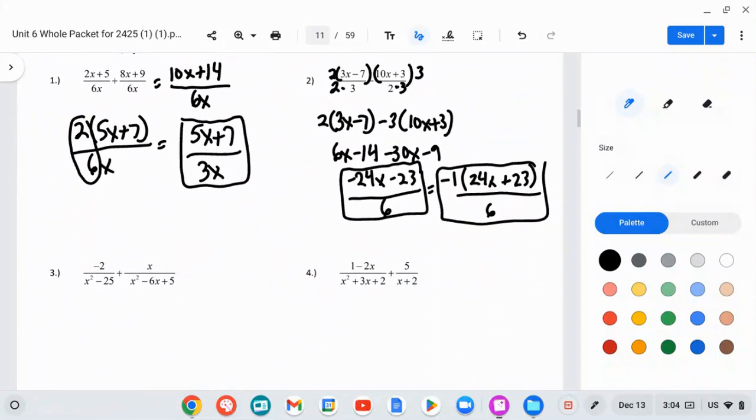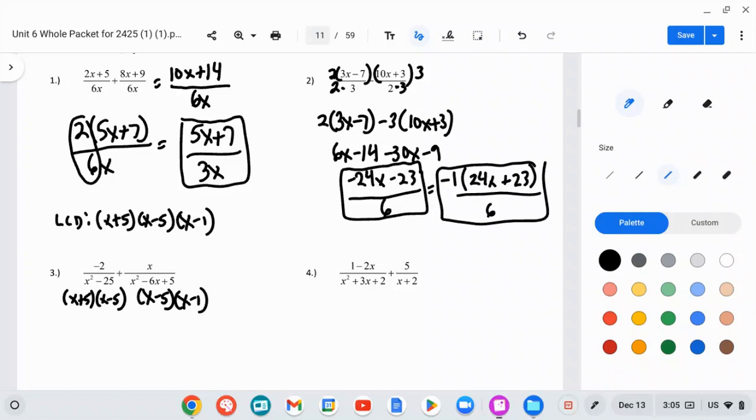Number 3 gets a little bit tougher because now we have these binomials on the bottom. So if we were to factor this first to find out what my LCD is, I have x plus 5, x minus 5. This side, I have x minus 5, x minus 1. So then from here, I can look at the bottoms, and I see that my LCD, if I represent each binomial one time, would be x plus 5, x minus 5 I see twice, but I'm only going to write it once, and an x minus 1.